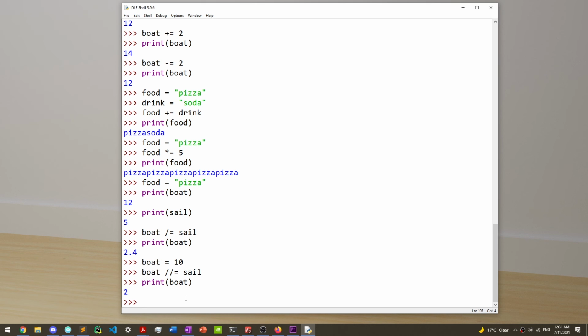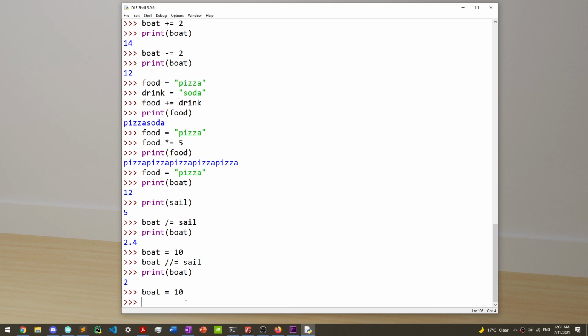Okay, and we can do the exact same thing with the modulo sign. So let's reset boat back to equal to 10. And if we took boat mod equals sail, well, let's think about this. What is this equal to? This is just equal to boat mod sail. And well, boat mod sail gives us 0 because boat is equal to 10.